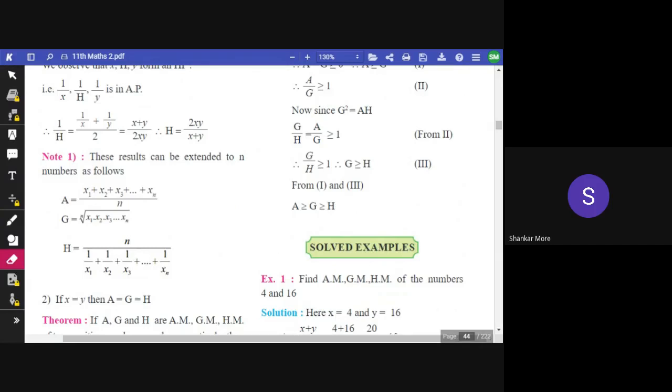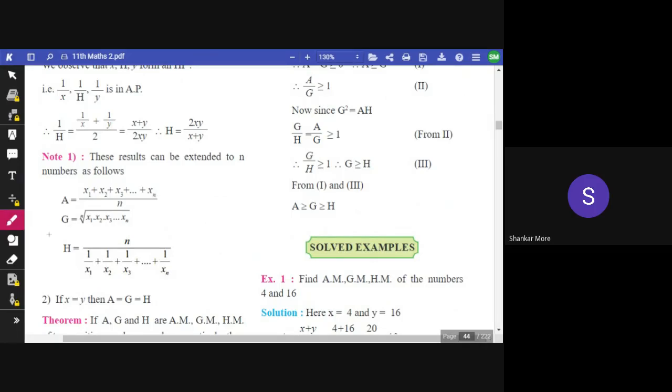So these results can be extended to n numbers as follows. Suppose x and y were two numbers that were given to us. What was the formula for arithmetic mean? It was x plus y divided by 2. Suppose we are given three numbers, that is x, y, and z. Then we will do x plus y plus z divided by 3. So this is going to be the arithmetic mean. After that, geometric mean. If we are given three numbers x, y, and z, then we will take the cube root of x multiplied by y multiplied by z.